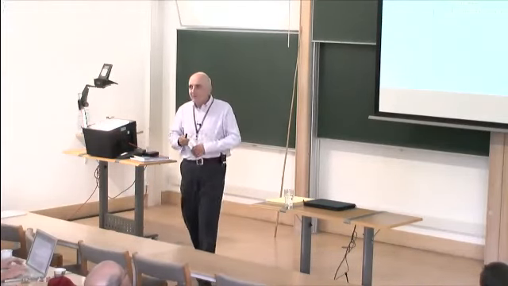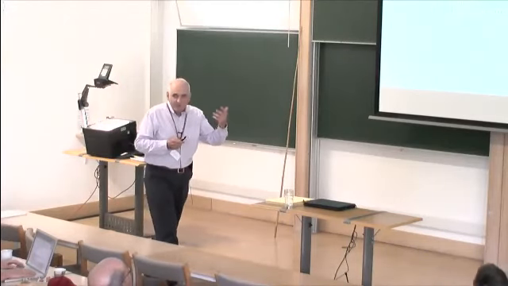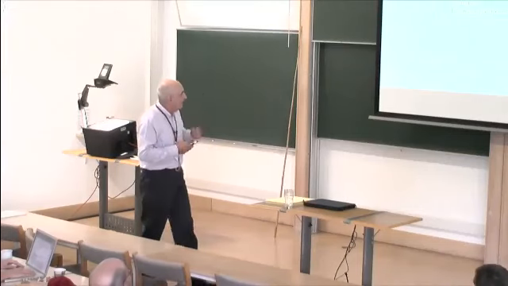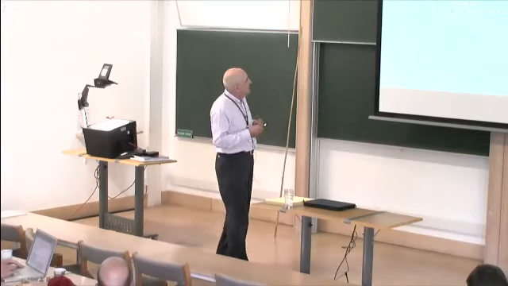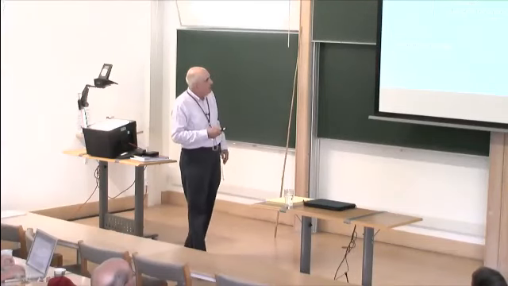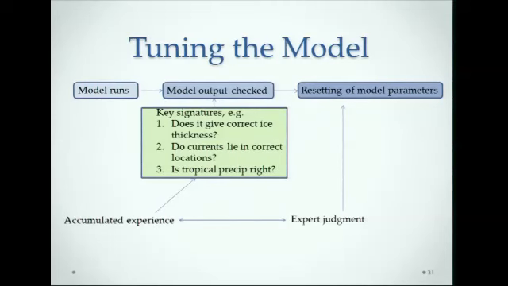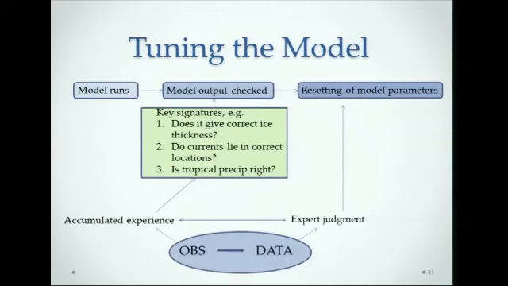Is the tropical precip right? Everyone would have their favorite key signature that they would want the model to adhere to, so that they can believe the model. Right? So this is somehow based on accumulated experience, and then the resetting of model parameters comes from expert judgment based on that accumulated experience. But it seems to me that underlying this accumulated experience somehow are observations, which can translate into data. Somewhere underlying it are observations, because you see the ice thickness now, so therefore you can try to make it correspond to the ice thickness.